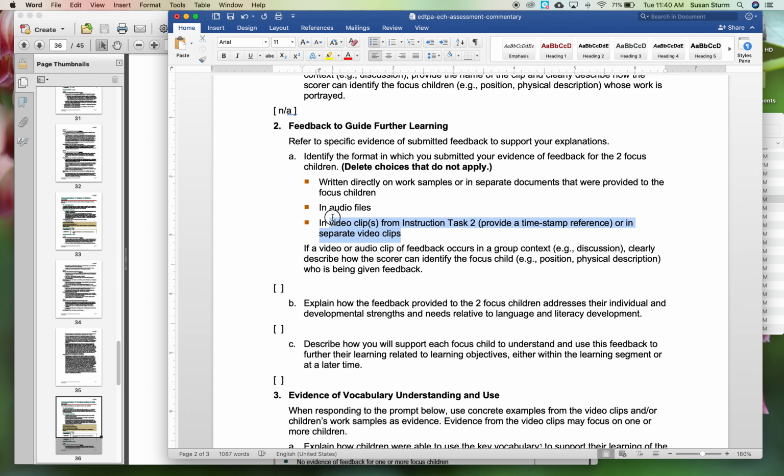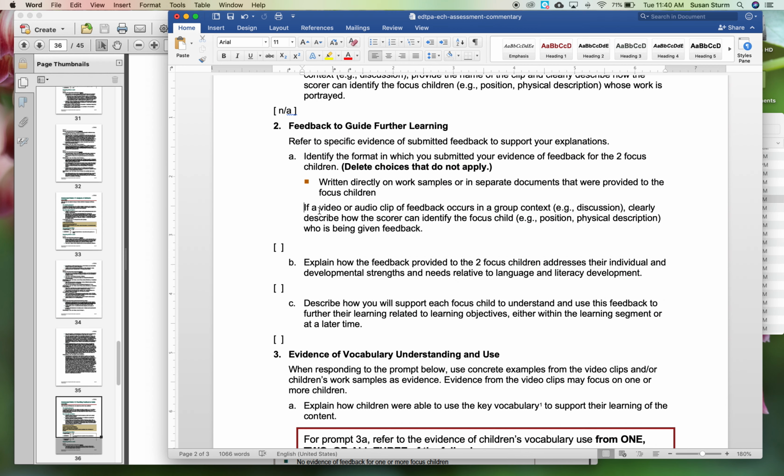So I think most people are going to have this: they've written directly on their work samples. If you are in a pre-K or kindergarten classroom, you might not write your feedback to them, but if you're in 1st or 2nd grade, absolutely written directly on their work samples. You could also do a separate document that was given to them, like if they submitted their writing to you and you scored it with a rubric, your feedback might all be on that rubric document. Likely you're going to have some feedback also in their writing sample, so you might have to upload both of them.